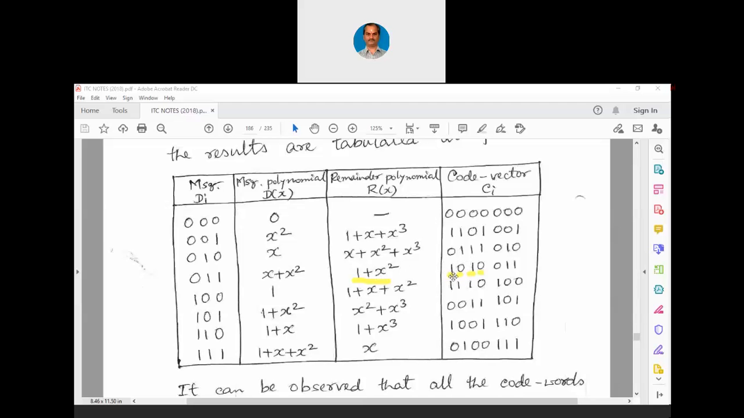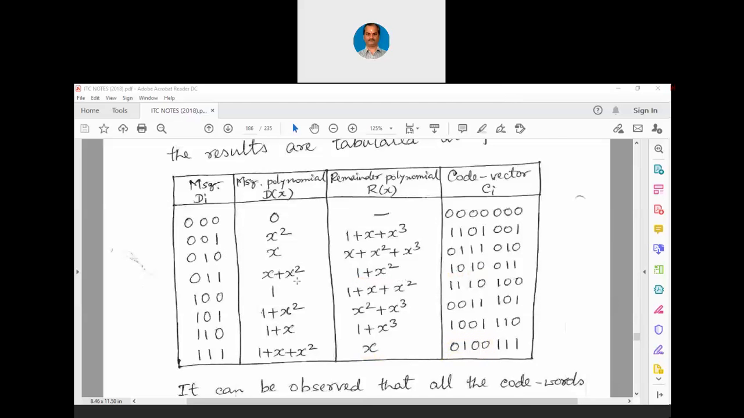Ultimately, it has to be 4 bits only. Similarly, for this x, you can see 1 is not there, x square is not there, x cube is not there. Still, we have to write 4 positions here. We have to write 4 binary digits here, because ultimately our code vector has to be 7 bits. So the data vector is 3 bits. Ultimately, we should have 4 remainder polynomial bits. That is why I had told that it has to be expressed in the degree of n minus k minus 1.